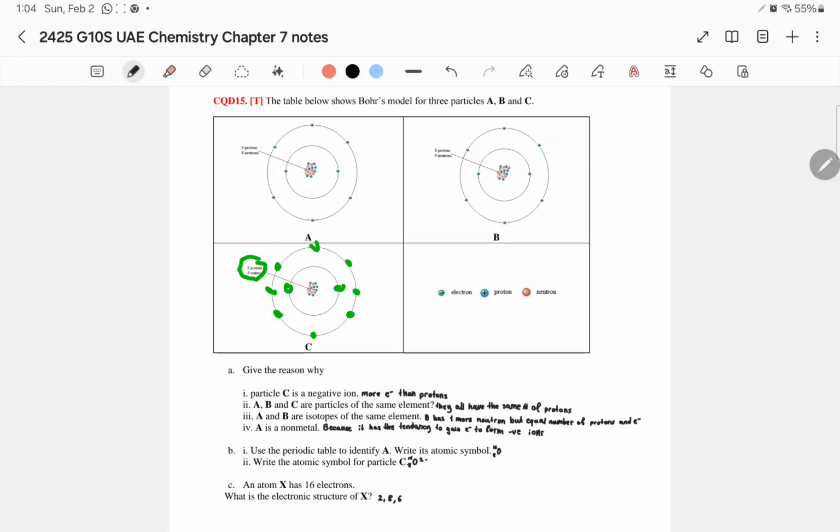Now A, B, and C are particles of the same element. How do you know if they're from the same element? You look at the number of protons. If they have an equal number of protons, then they are all the same element. Protons is what determines what element they are.